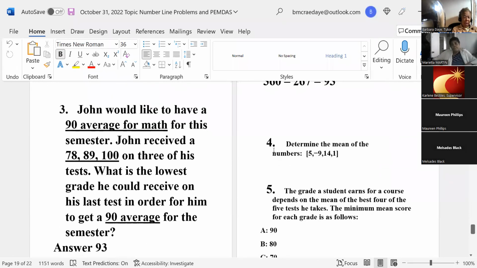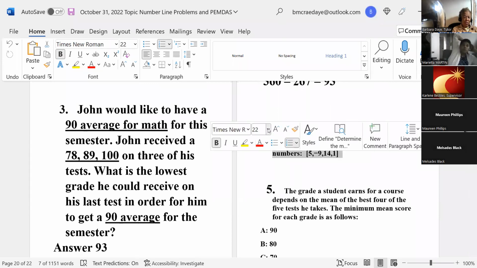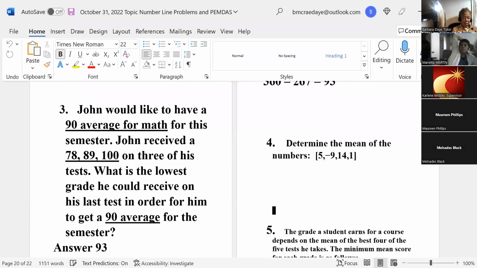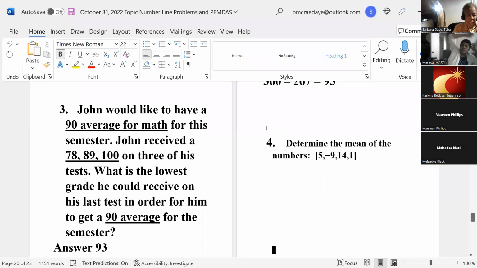Okay, as I said, I want you to be able to do a mean even if your numbers are not all positive. So try this one. You remember your sign rules, right? Which one, miss? Number 4. Tell me the mean of these numbers, and I have it in a bracket: 5, minus 9, 14, 1. What is the mean equal to? Remember your sign rules, right? 18 divided by 4.